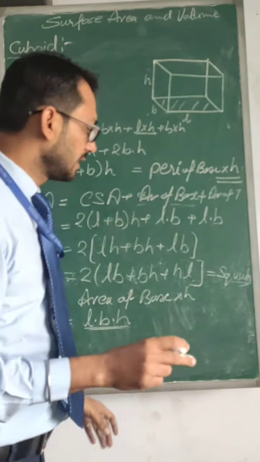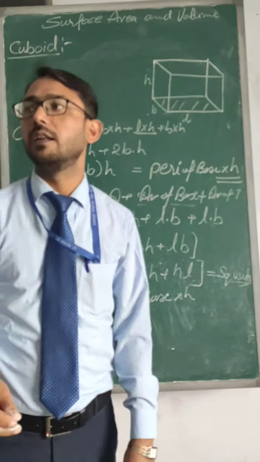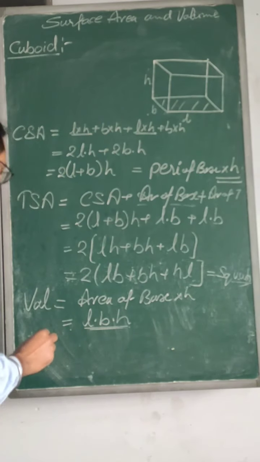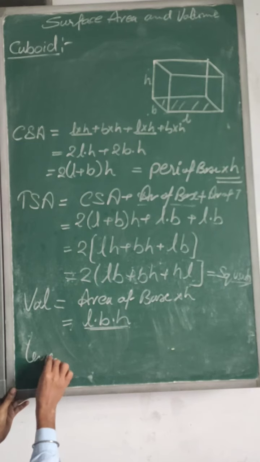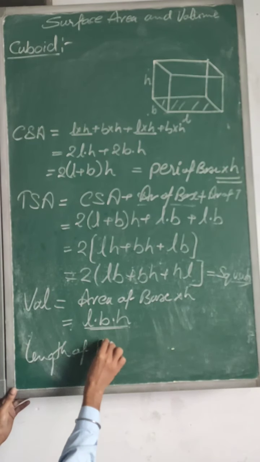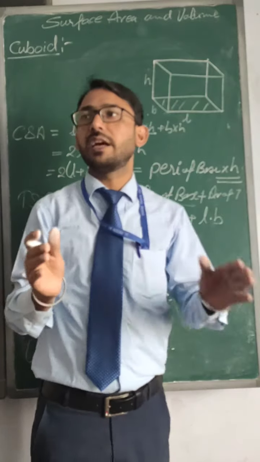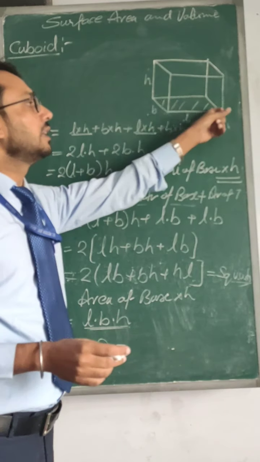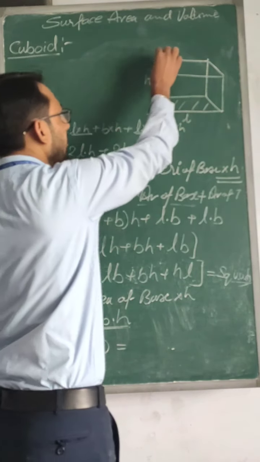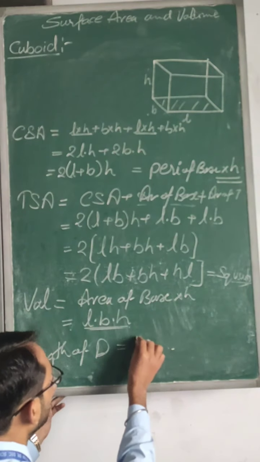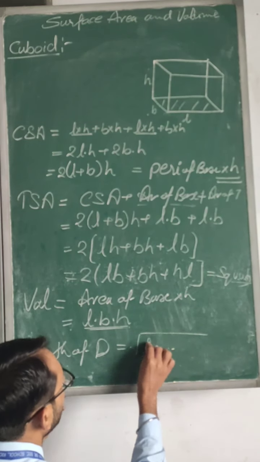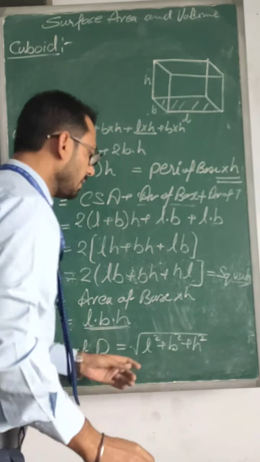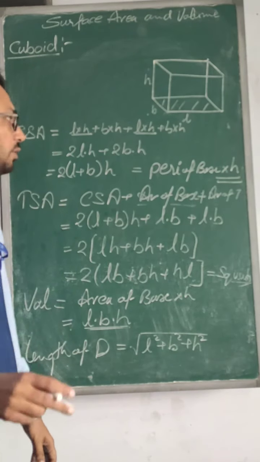The last thing is the length of the diagonal, the longest rod which we can put in the cuboid. For the length of the diagonal, first of all we calculate the base diagonal, that will be under root L square plus B square. With that we go for the other diagonal, the longest diagonal, that will be under root L square plus B square plus H square. This will be the length of the longest rod which we can put in it.